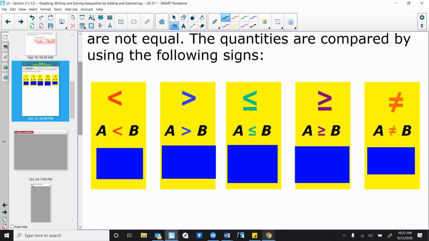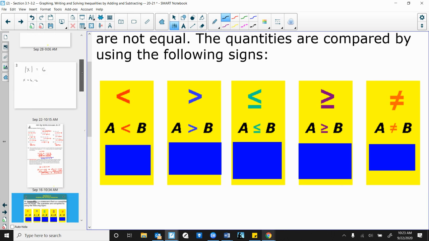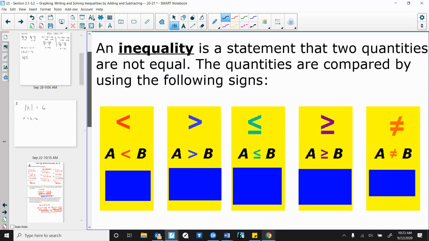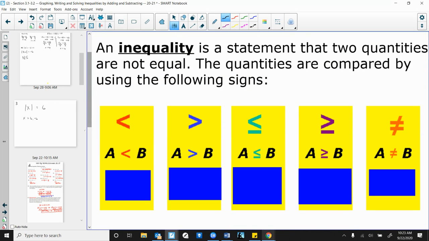Yes, you do have the definition right on that paper to your right, if you don't want to write it down. But an inequality is a statement that two quantities are not equal. The quantities are compared by using the following signs. So all of chapter 2 we spent solving equations. Now we're going to do the exact same thing, except there's no equal signs this time. Instead, there's inequalities. So let's look at the first one here.